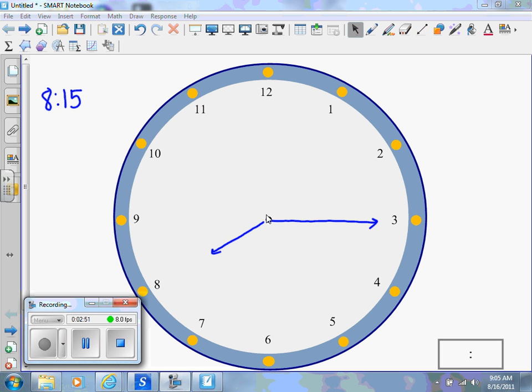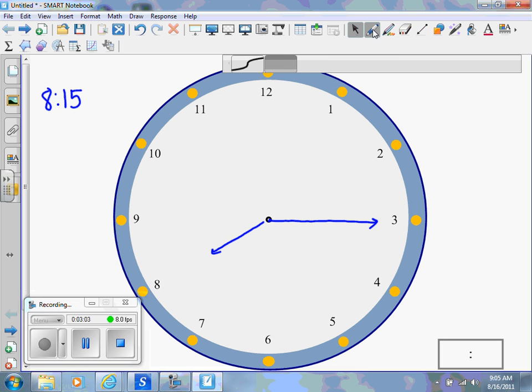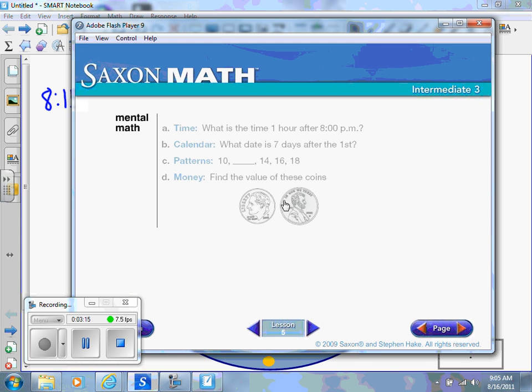So this is what 8:15 looks like on the clock, and it told us that it was morning, so what do I have to put after my digital time? I have to put AM. We're going to remember that as all morning, even though it really stands for anti-meridian. AM. We're going to think all morning. Okay? Wonderful. Now we're going to go to the mental math section.